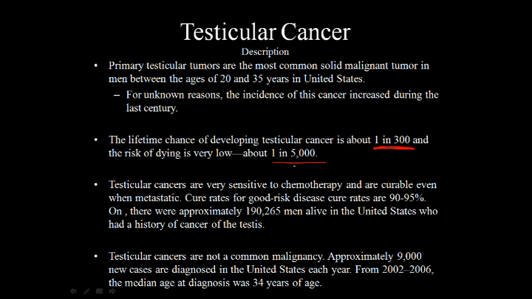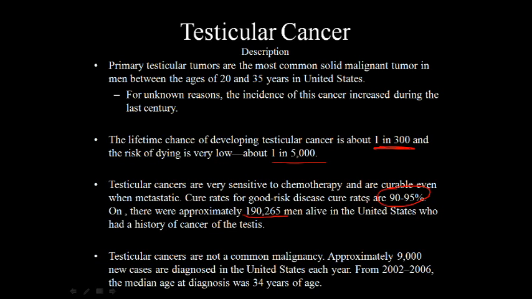Testicular cancers are very sensitive to chemotherapy and are curable even when metastatic. Cure rates for good risk disease are 90 to 95%. There were approximately 190,265 men alive in the United States who had a history of cancer of the testes. So basically, there are a lot of people that are still living even though they have a history of cancer of the testes because of the 90 to 95% cure rate.